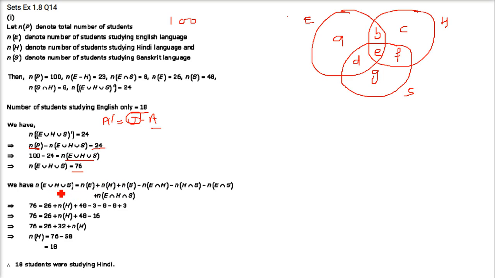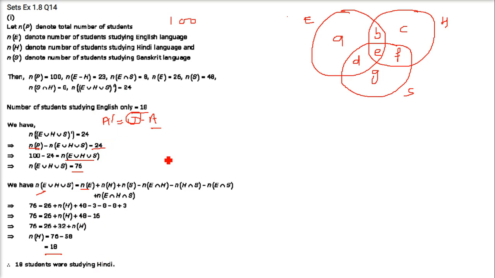Now we can apply the formula. n(E union H union S) is n(E) plus n(H) plus n(S) minus n(E intersection H) minus n(H intersection S) minus n(E intersection S) and plus n(E intersection H intersection S). If this is union, this has to be intersection now. Now these all values are known. This we just found out to be 76. This already we know it is 26, right? It is 26. Then all these values are known. Just put in here. This is given here. It will come as 18. 18 students were studying Hindi.